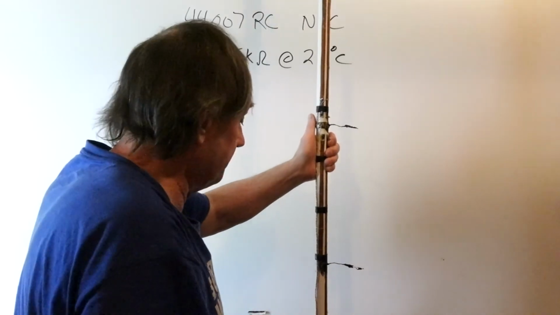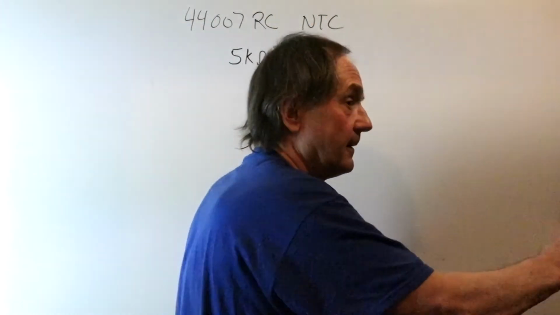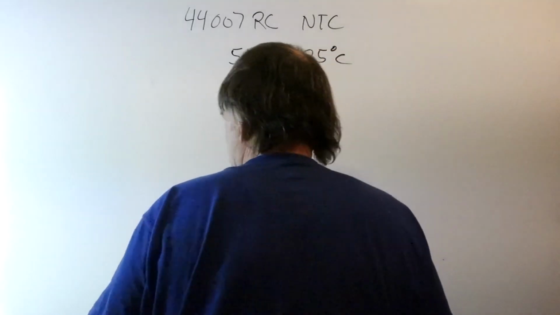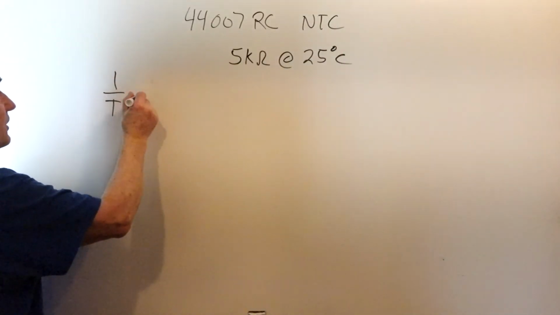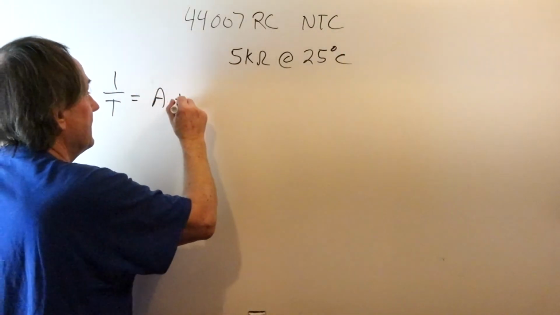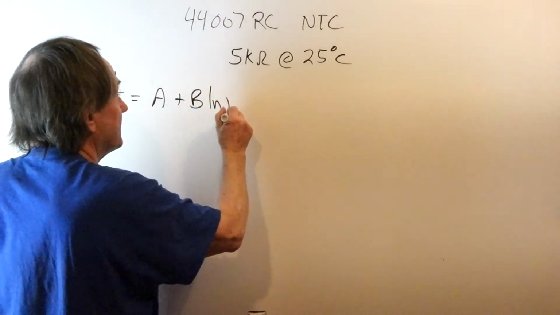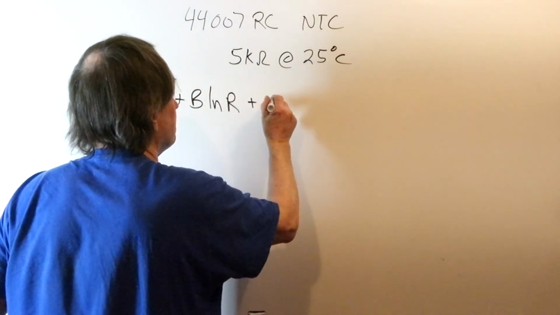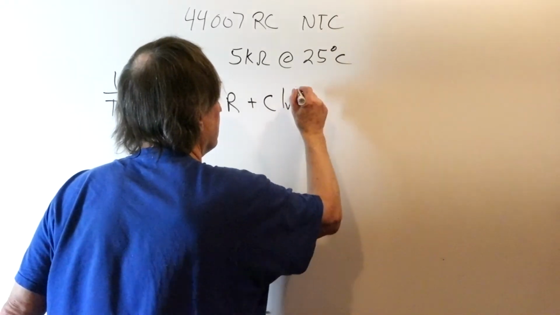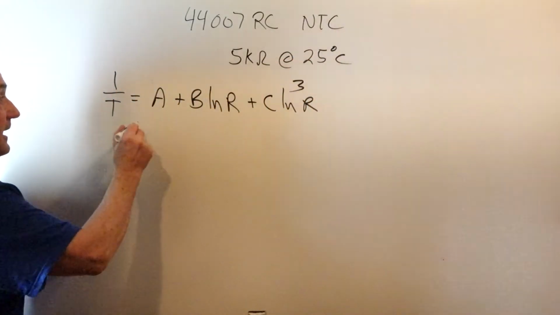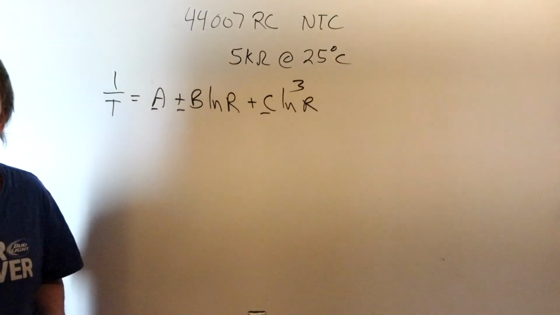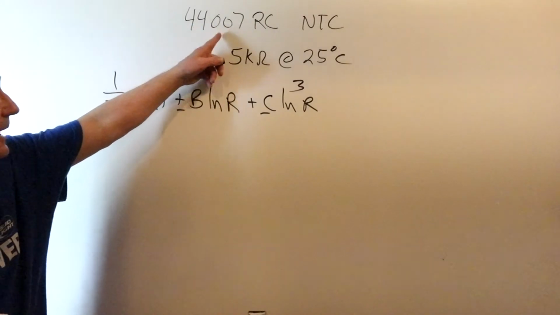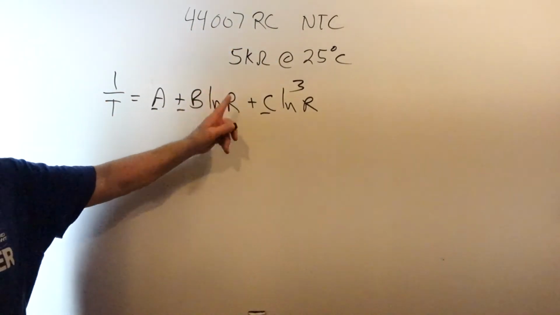20 temperature measurements. The relationship between temperature and resistance for this particular thermistor is 1 over the temperature is a constant A plus constant B times the natural log of the resistance of the thermistor plus C times the natural log of the resistance cubed. A, B, and C are characteristic of a particular type of thermistor. You can look in the tables for this type of thermistor to get the A, B, and C.